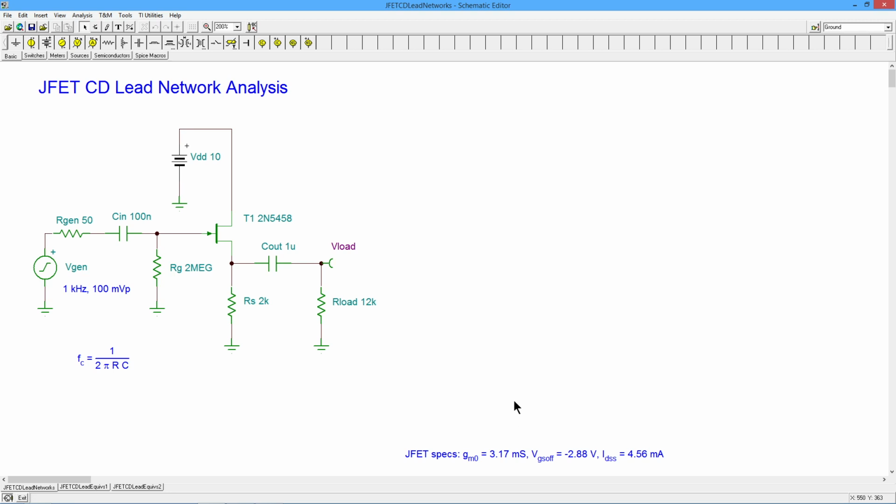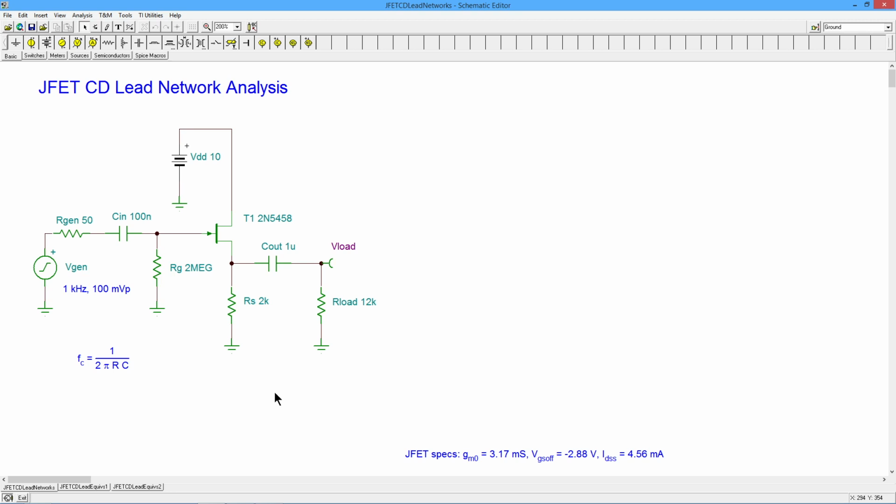The specs are down here. The GM0 is a little over 3 millisiemens. The VGS off is almost -3 volts. And we get about 4.5 milliamps for the IDSS. Now I'm going to run through the bias here fairly quickly. If you want some detail, I suggest you go back and look at that other video.